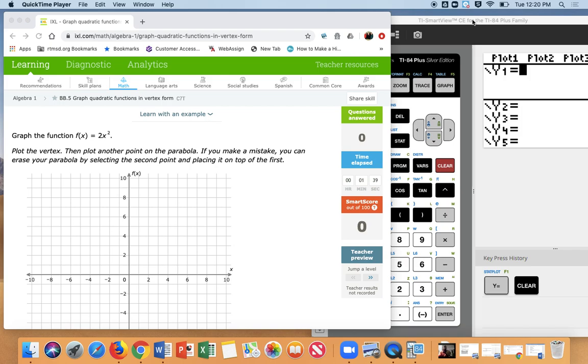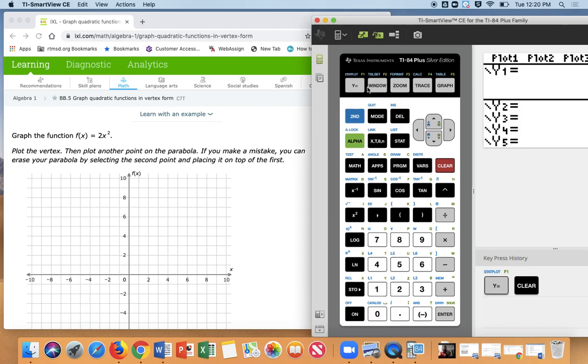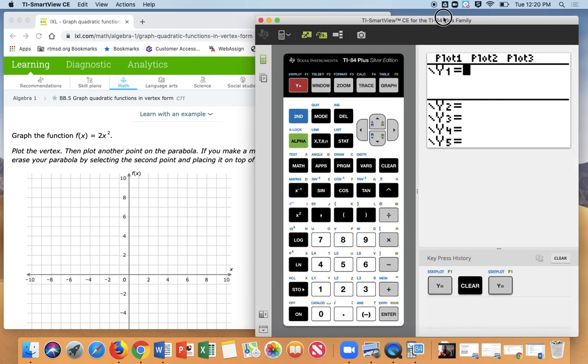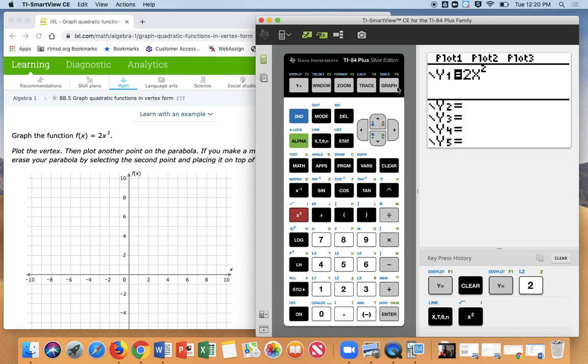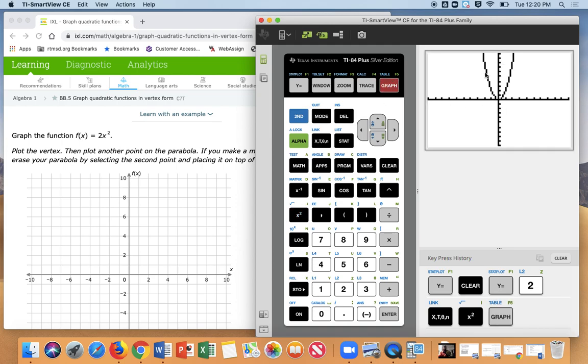And over here to my right, I have my graphing calculator. So I'm going to hit y equals, and it's going to bring me to this screen. I'm going to type in my equation, 2x squared. Now I'm going to hit graph so I have a general idea of what it looks like. The difference is the graph in my IXL might be different than the graph I have on my screen because of the units or how they count or things like that.